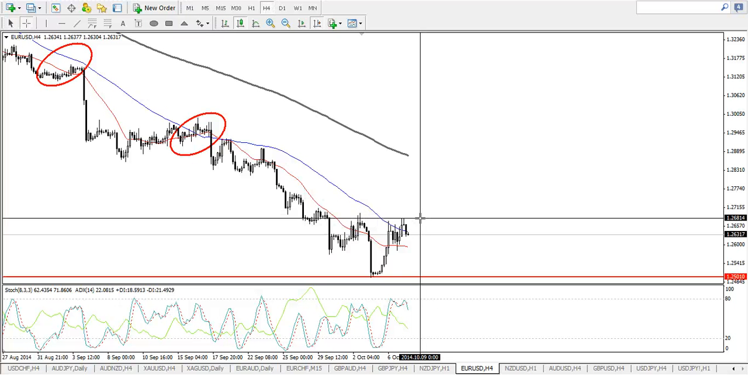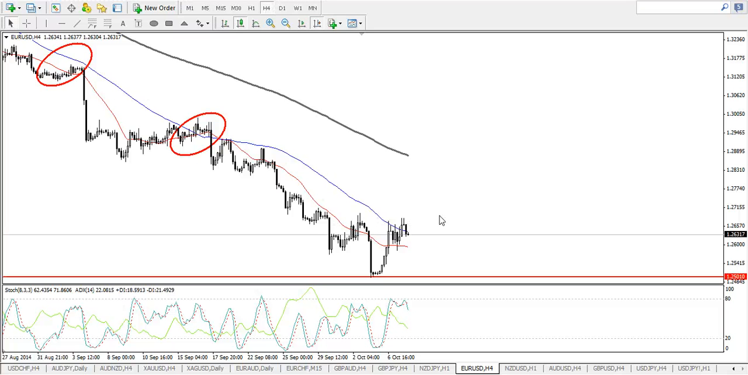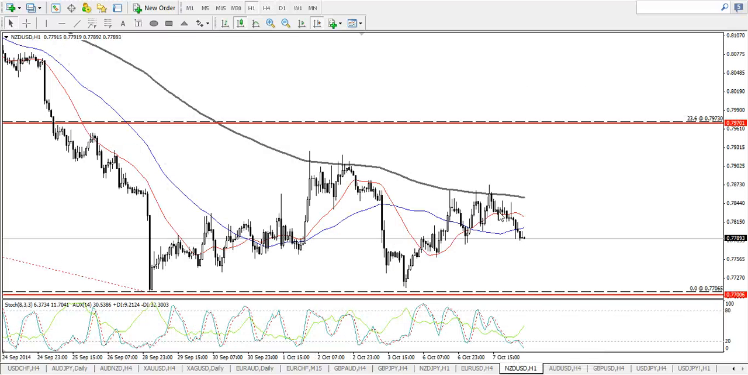Set a stop loss about 32 pips away from the top of the reversal candle. The first level we're going to look at is the 1.2500 level, and of course we are even looking at a much lower level from here. I do think that this is a good time to go for shorts. Next we're going to look at the New Zealand dollar against the US dollar.